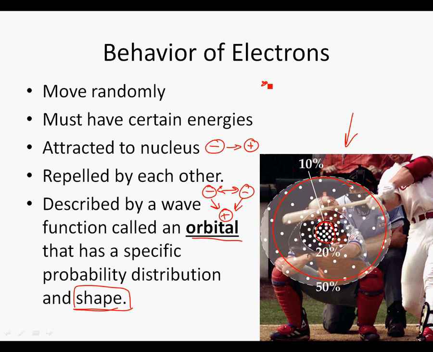These orbitals that we're about to talk about have shapes, and even though the electron moves randomly, we still kind of know where it's going to be. We know the shape that it's probably going to be in. It's called the probability distribution.